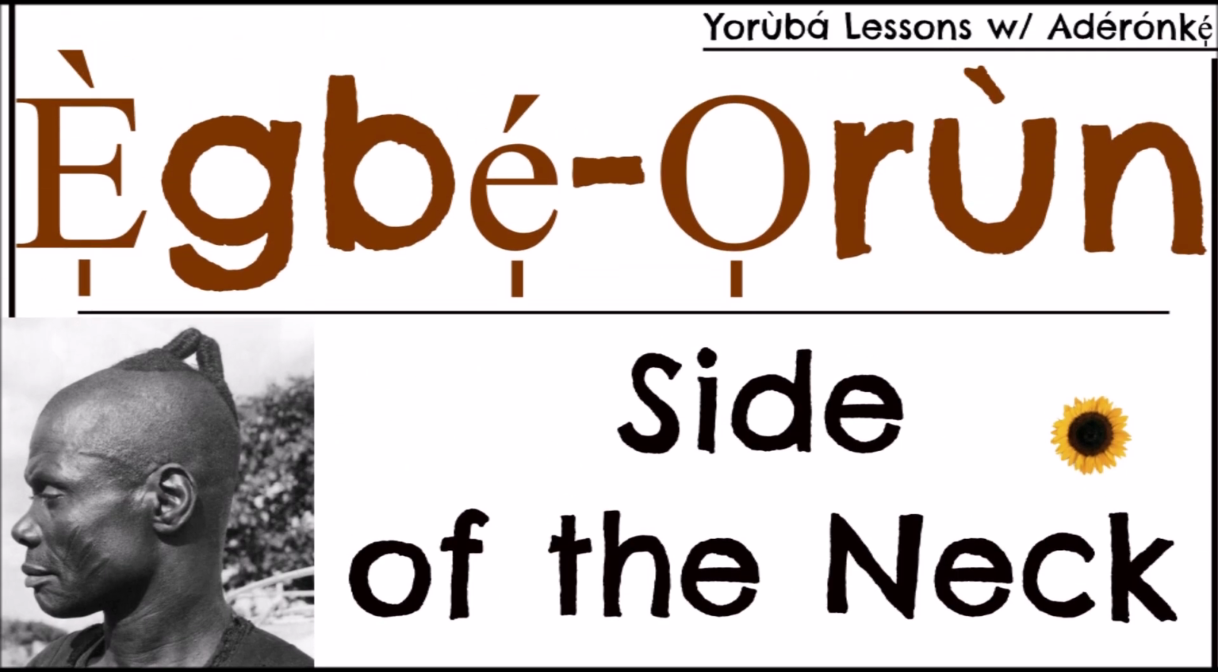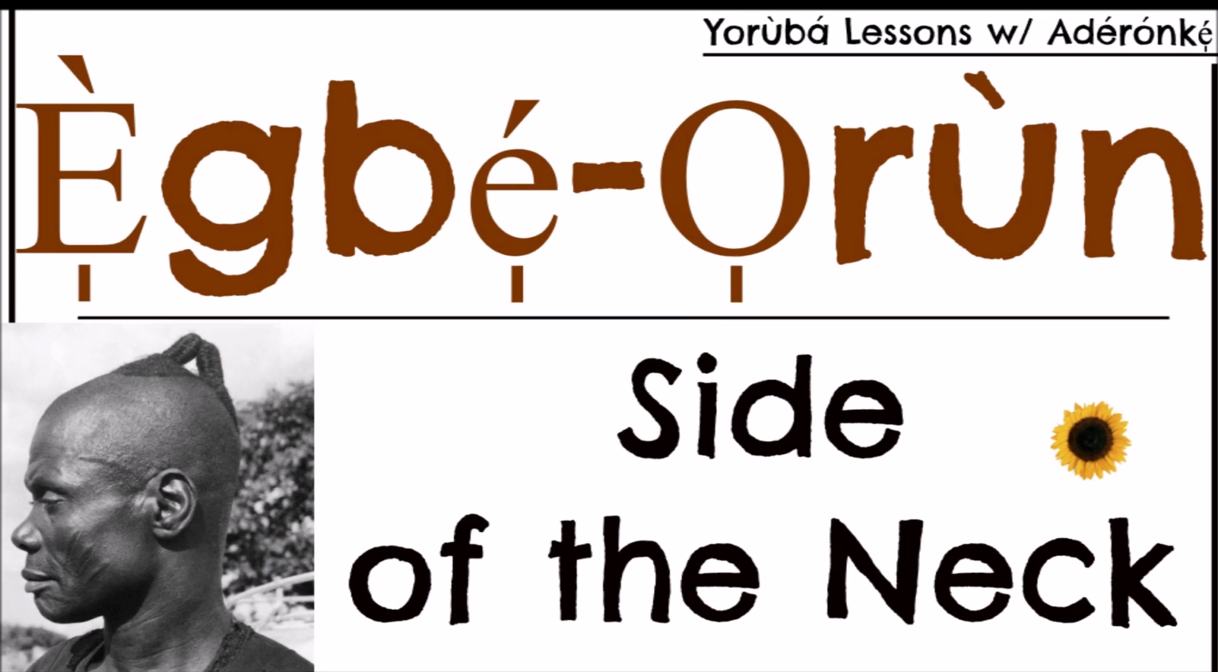Egbe is side. So Egbe Orun is the side of the neck. Sometimes there's some kind of tightness at the side of one's neck, especially when you sleep on the wrong side or sleep in a very uncomfortable position. So Egbe Orun, side of the neck.